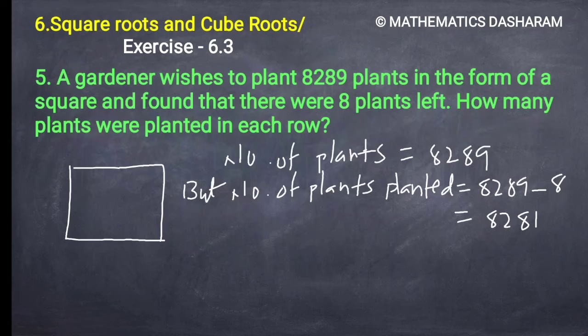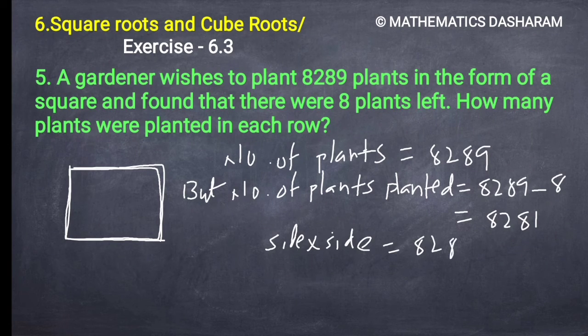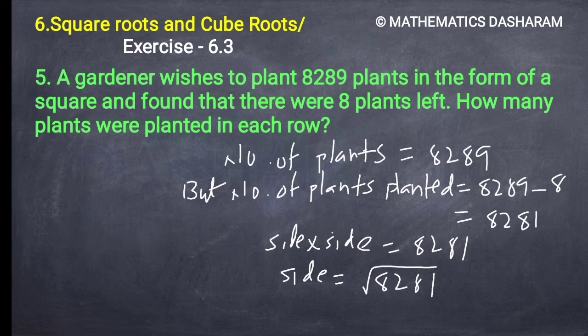So then he's asking how many plants were planted in each row. The garden is in the shape of a square, so that means the area of a square, side into side, will be equal to 8281. Then side equals under root 8281. Let us find out the square root of 8281 using the division method.